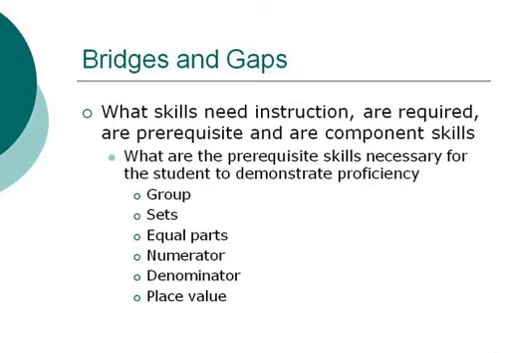Now we need to determine what bridges and gaps Luke has. A bridge is an area where he has skills that will move him towards the goal. A gap is where he will need additional instruction in order to reach the goal. Some skills he needs to have in place in order to work with fractions and decimals. These would be to make groups and sets. He also needs to understand equal parts. He needs to know the numerator and denominator and their functions. He would also need to understand place value, so he knows what the decimal place would be.